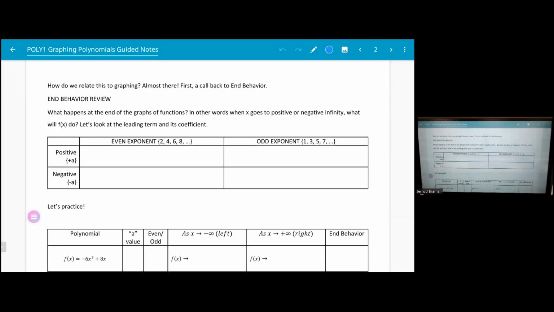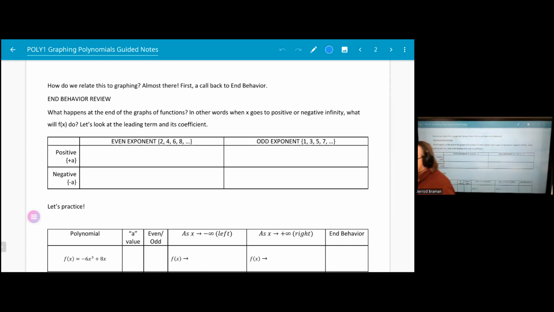All right, so hopefully you've had the opportunity to open up Desmos. I'm going to be hopping there in a second, but first, before I do that, I want to show you what I'm trying to do. We're going back to the beginning, back to end behavior. What happens at the end of functions? That's what we're trying to do, all right? What's happening at the end of functions?